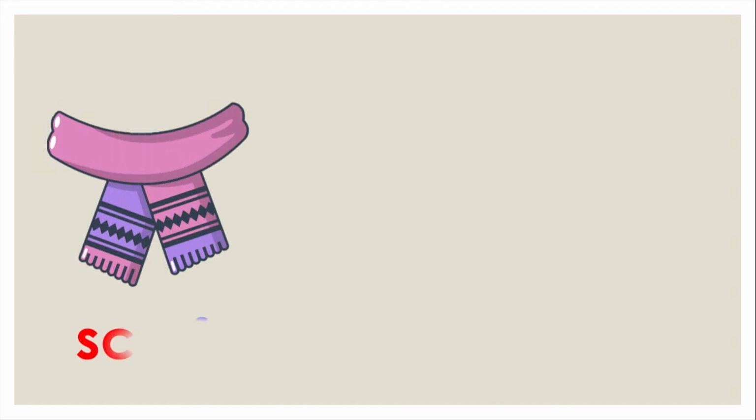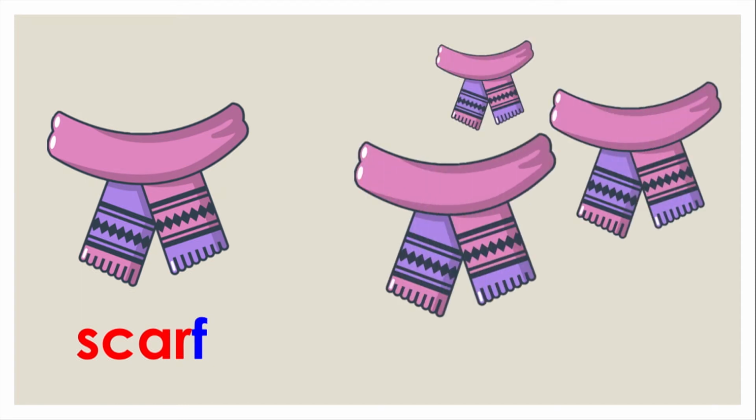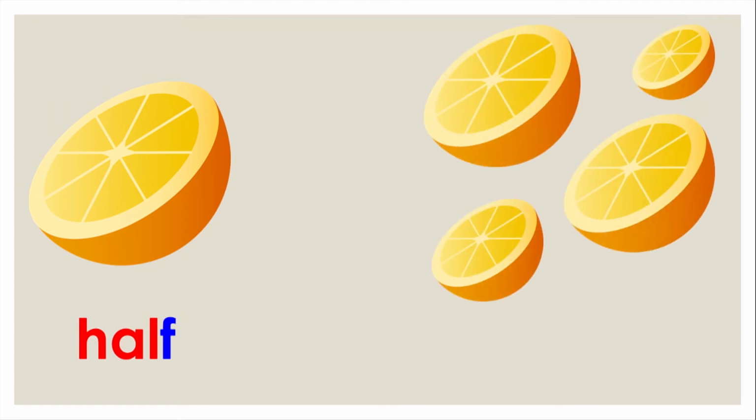This is a scarf. It ends with F. So what do we have to do? We remove the F and add VES. Yes, good job. We have, this is a half of an orange. It ends with F. To change to a plural, we drop the F and add VES.